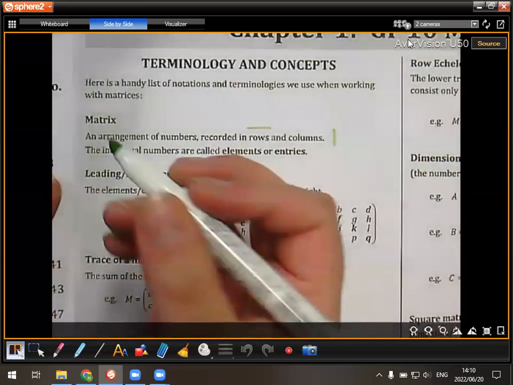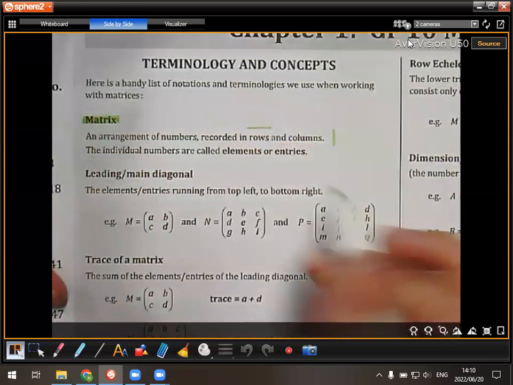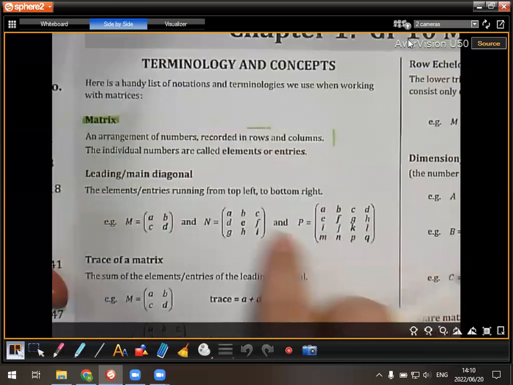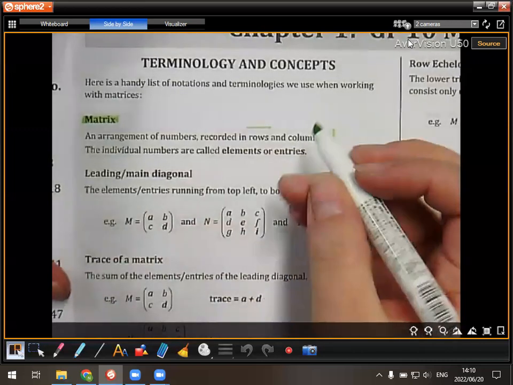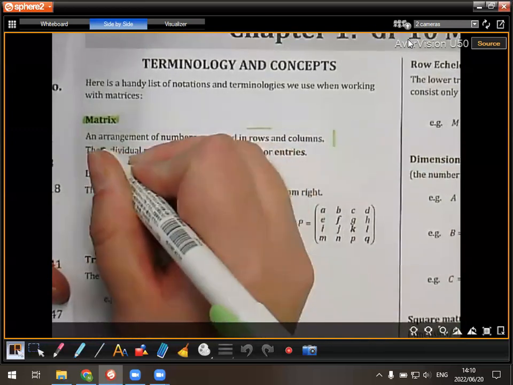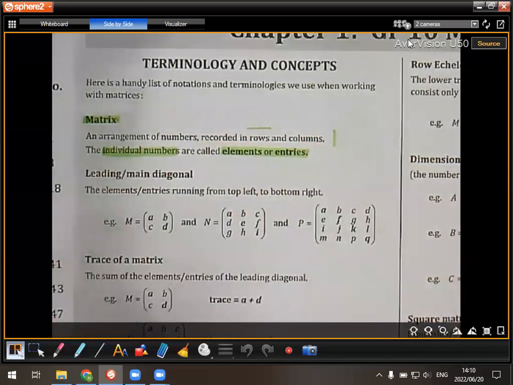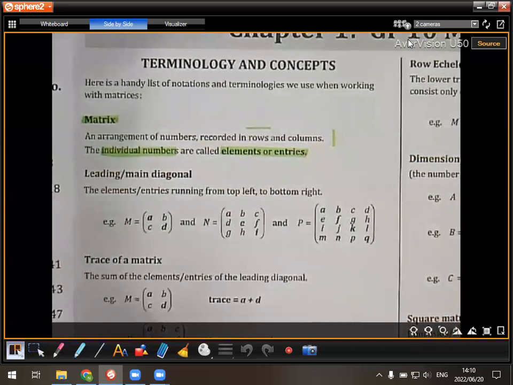All right, so the first thing there is matrix, and we are going to work with matrices, so you'll see now what they look like. It's these things here in the brackets. Now, what we do need to know is the next sentence there. The individual numbers are called elements or entries. I usually refer to them as elements, but if they use the word entries in a test or exam, you do know that it's the same thing.